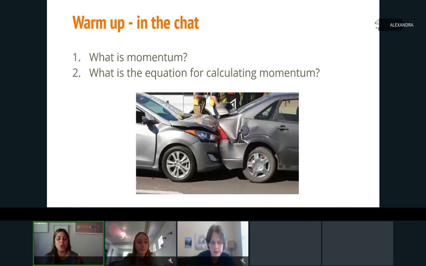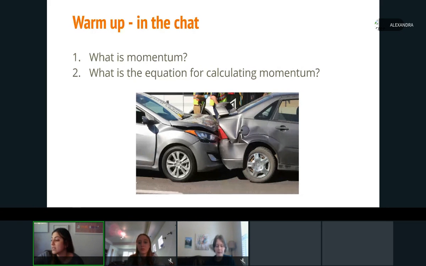So when we talk about momentum, we're really talking about the movement of an object. When you've got something moving and generating that energy, we say that it has momentum. And so when we think about momentum in the equation, we realize that there are two factors that go into this idea of momentum, and that's the mass of the object and the velocity.